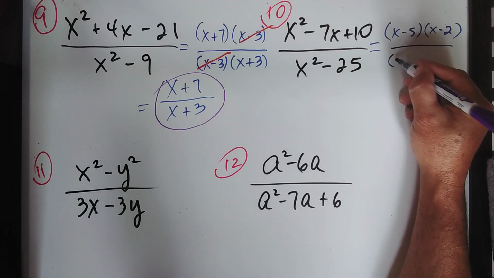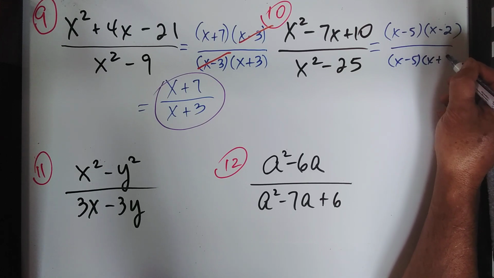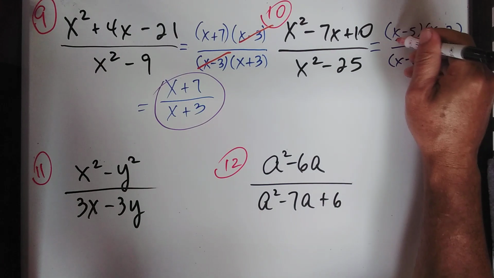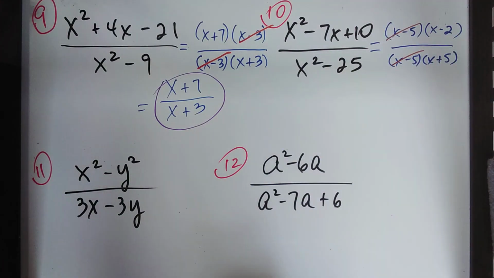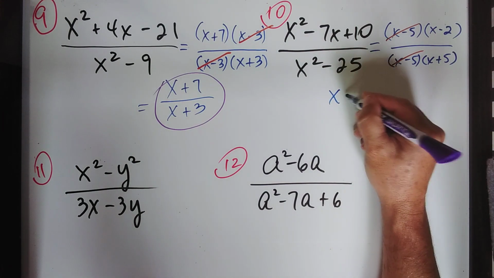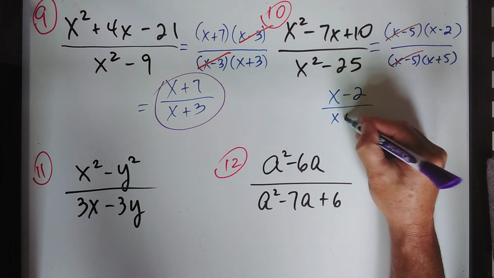So I got x minus 5, x plus 5. And we will just take out the x minus 5. And then what's left is going to be my answer. So that's going to be x minus 2 over x plus 5.